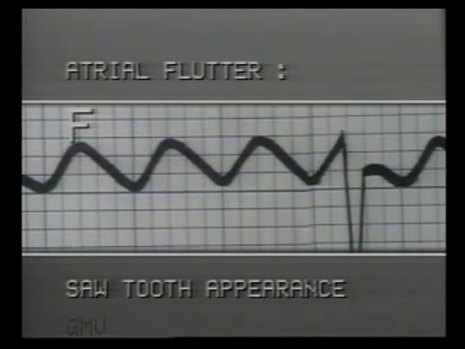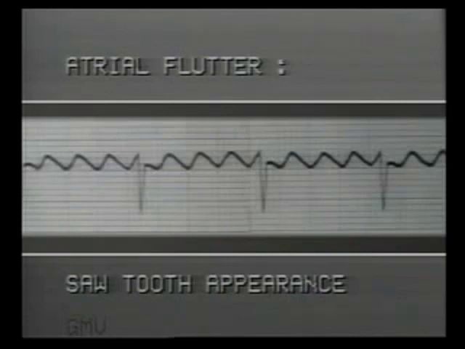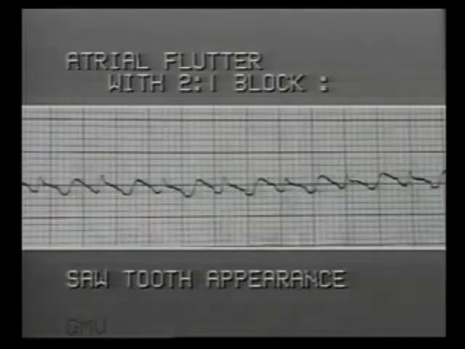Each flutter wave occupies one large square. So these are much wider and taller than the P waves, and there is no isoelectric baseline between them. Looking from a distance, it gives a classical sawtooth appearance. This is best seen in leads 2, 3, AVF, V1 and V2. Since the AV node is not tuned to conduct impulses so fast, atrial flutter is always accompanied by AV block, and the ventricular rate is much slower.